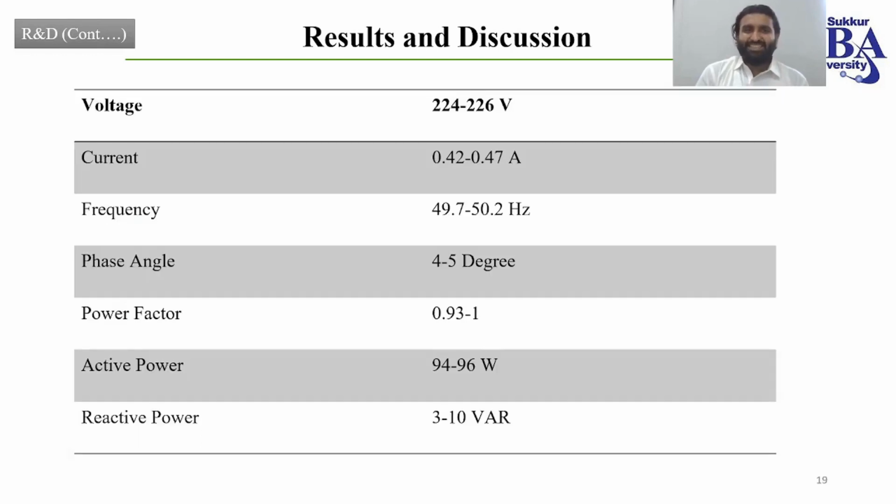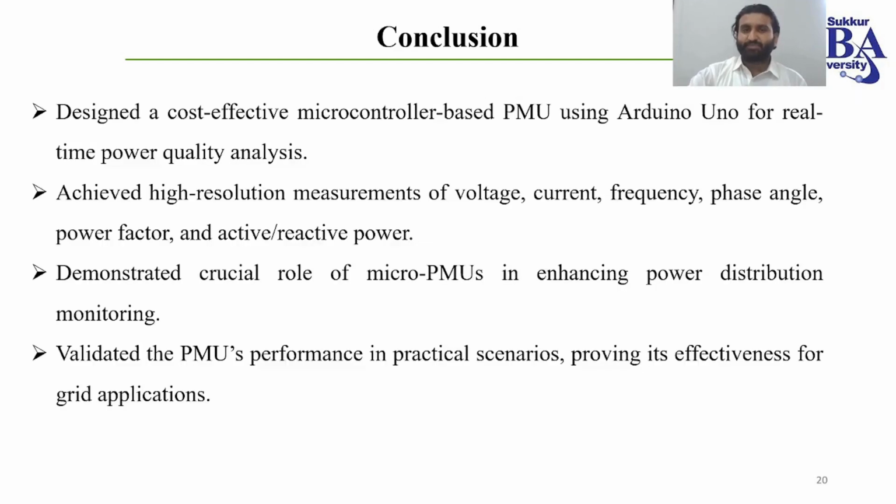Then these are the final results. Voltages 224 to 226 volts, currents from 0.42 to 0.47 ampere. Our frequency is also within the limit, which is 49.7 to 50.2, the permissible limit in our power systems. Then phase angle 4 to 5 degrees, and power factor from 0.993 to 1, because we used a resistor load. Active power is from 94 to 96 watt, and reactive power 3 to 10 watt.